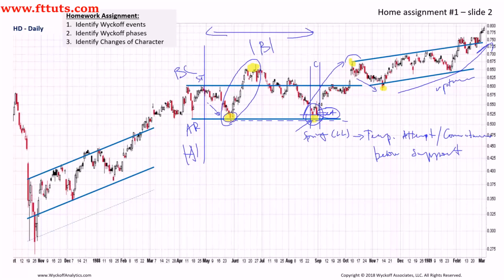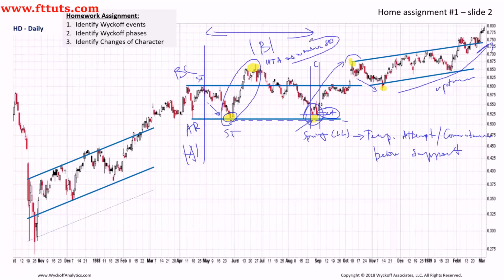So, okay, let's come back to phase B really quickly. The test at the support level, how would we label that in phase B? Secondary test. Secondary test, yeah. And then the high that overcomes the previous resistance point in phase B is going to be a sign of strength. An upthrust action. Upthrust action. As a minor sign of strength.